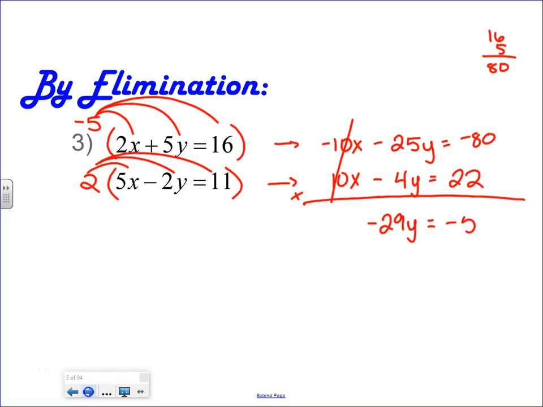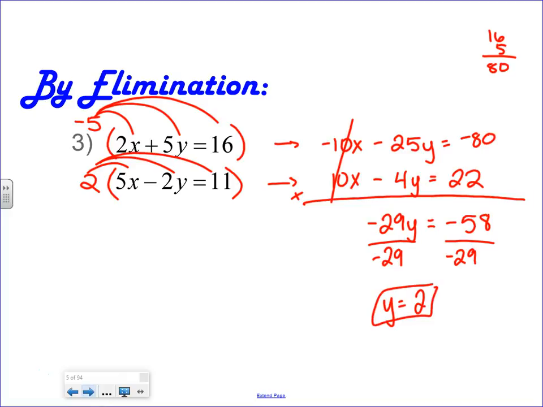Now the nice thing is, now it's perfect because, do you guys know what 29 times 2 is? 58. Yeah. I was thinking of the division. 58 divided by 29, so y equals 2.